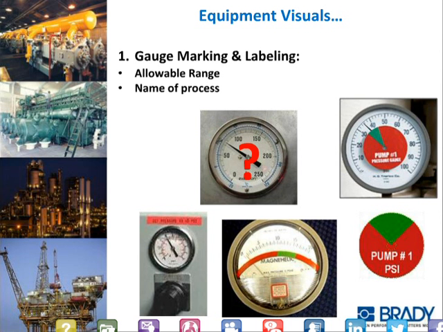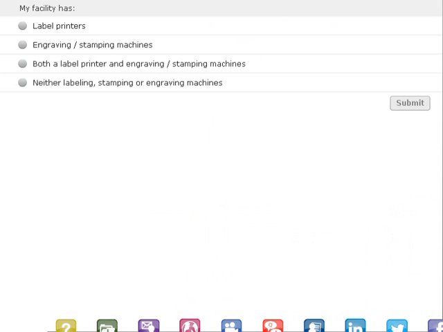So another example, before we finish the gauge piece, we'll talk about the type of labelers and printers you have, and we've got a poll question. We'd like to have you respond to the poll question. Chris, did you want to say something about this?